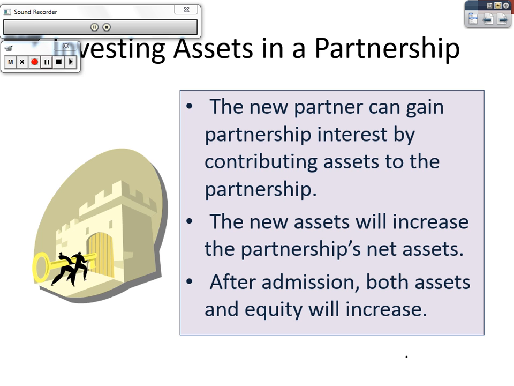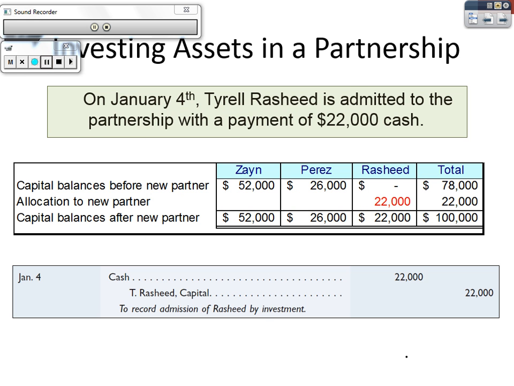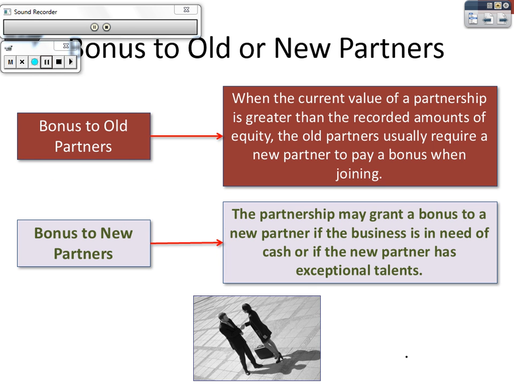So investing assets, because we know they can come in with more than just cash, right? But when they invest assets or bring in assets, that does what to their capital account? Increases, good. So on January 4th, Tyrell Rashid is admitted to the partnership with a payment of $22,000 cash. This is all he had to pay to get into the partnership. Notice nobody sold their interest. Nothing else is happening right now with the remaining or the existing 2 partners, right? It's just showing that he came in with $22,000. His capital account balance is now what? $22,000.